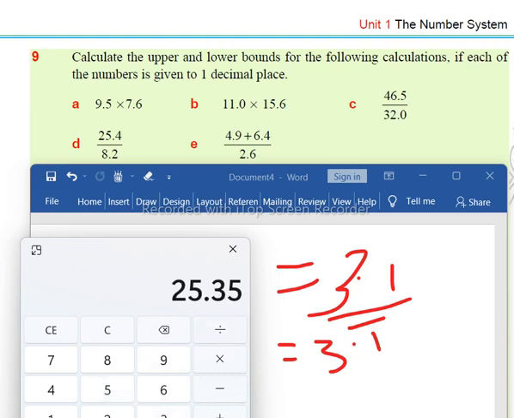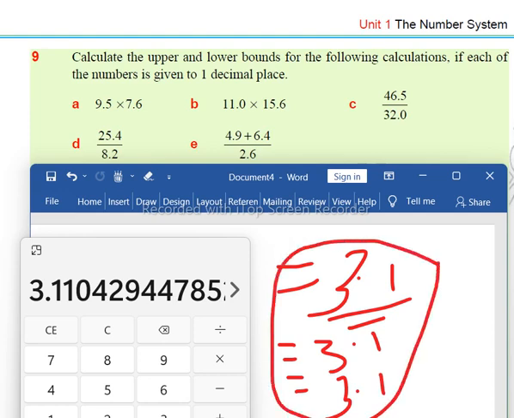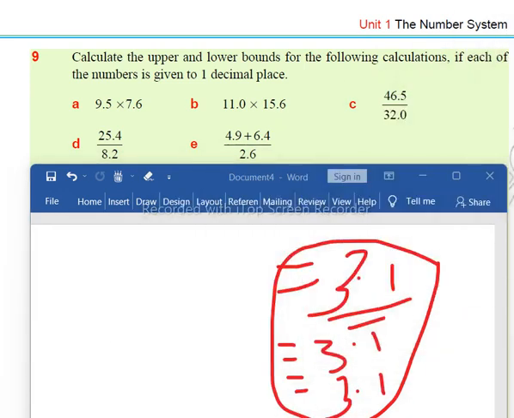When we do it with the lower bound, the lower bound of 25.4 is 25.35, divided by the lower bound of 8.2, which is 8.15. Dividing by 8.15, we have a value that is almost equal to the given number. So all are almost equal, but not perfect. It is very near when we use the upper and lower bound of the number.